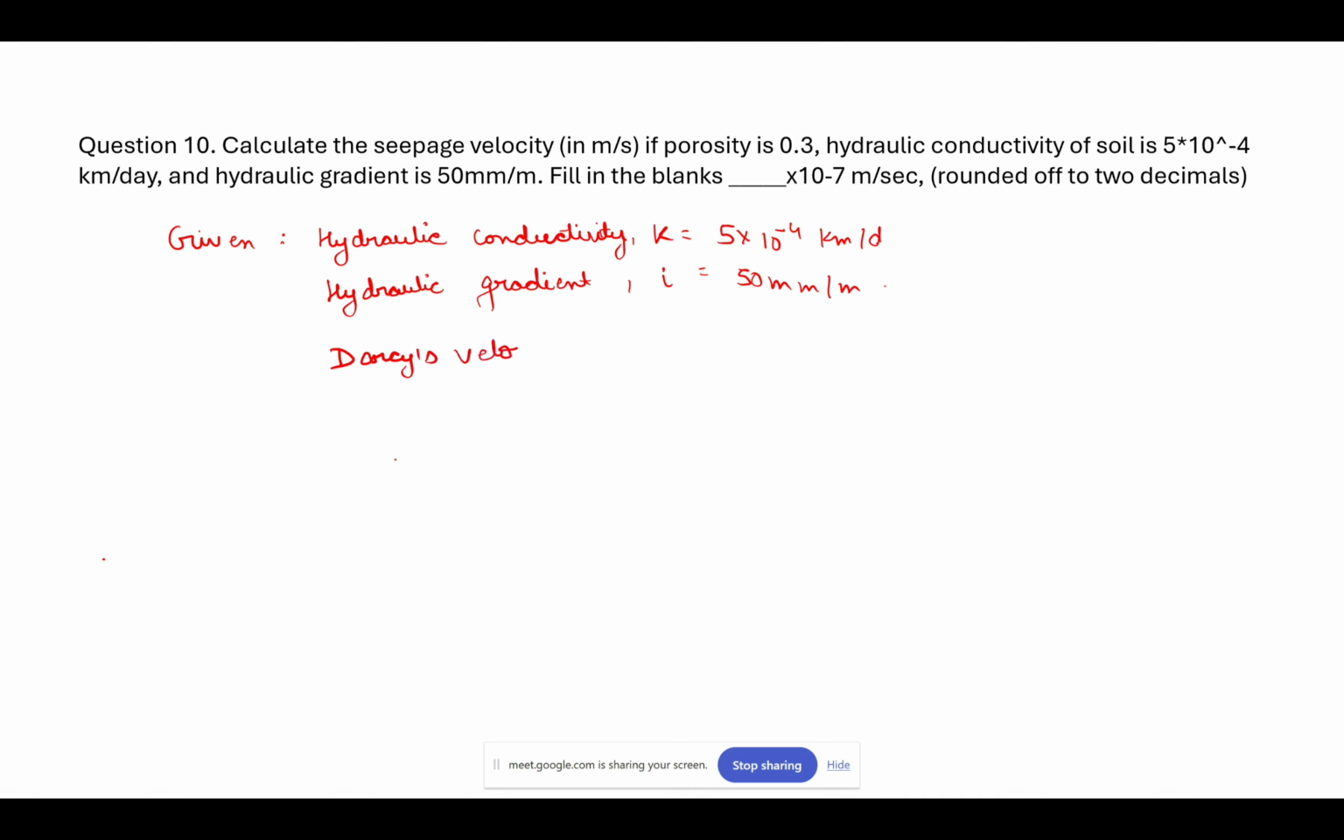Darcy's velocity is given as Ki. So K is 5 into 10 raised power minus 4 kilometer per day. So let's convert it into meters. So multiply with 1000. It's per day. So in one day we have 24 hours, 60 minute into 60 second. So it's meter per second.